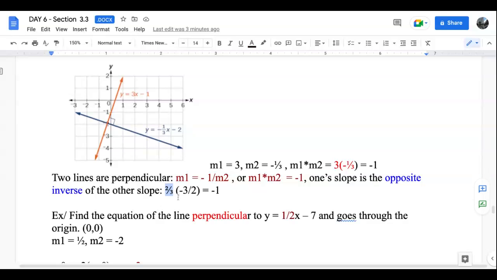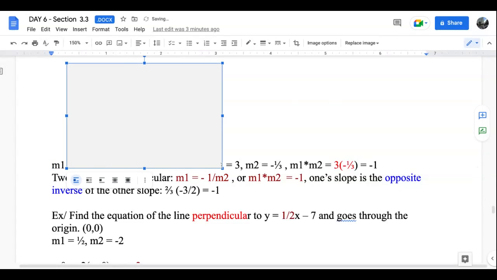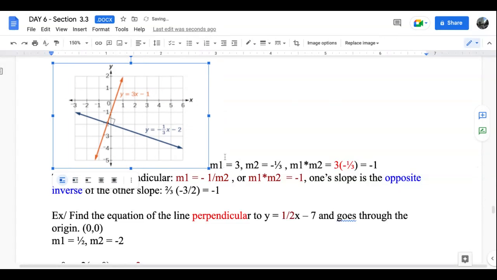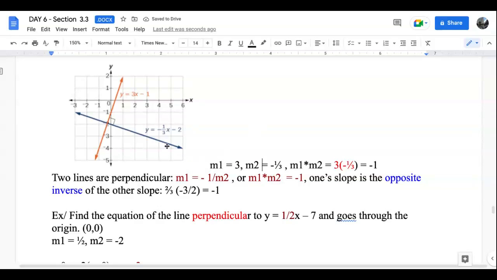So let's see these two. Well, 2 over 3, what is its opposite inverse? Yes, m means slope, exactly. m1 means the slope for one of those lines, and m2 means the slope for the other line. So we use different names, that's why we call them m1 and m2. m1 is the slope of the first line, in this case could be the orange one. Then m2 equals -1/3 would be the slope of the blue one.